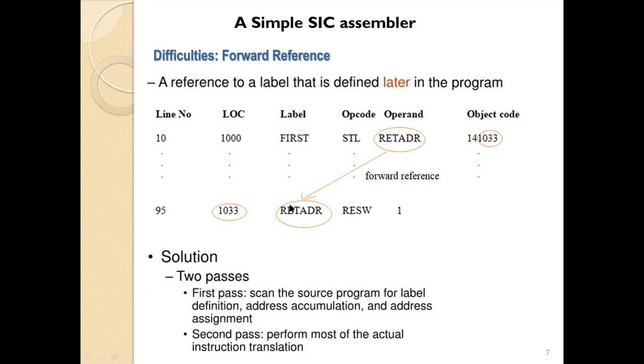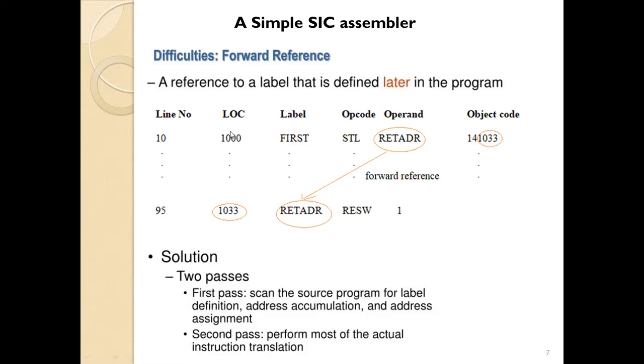Or the address assignment. How does it do that? Because it knows how many bytes each instruction is. If you know that this STL instruction is a 3-byte instruction, you can easily get the address of the next instruction. STL instruction is starting at 1000. Obviously, what is the address of the next instruction? Anybody? STL is a 3-byte instruction. What is the address of the next instruction? 1003. Good.